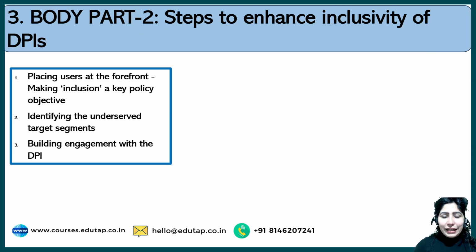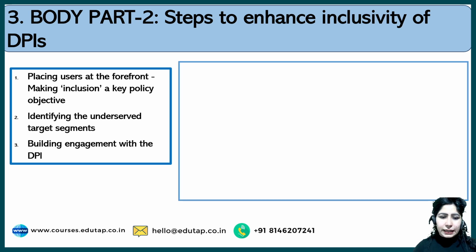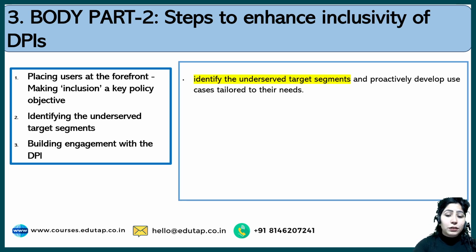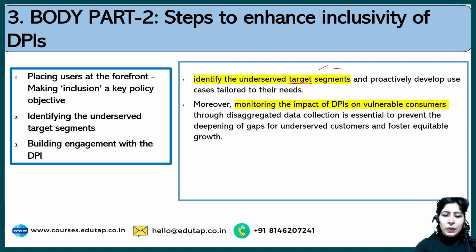Now secondly, you have to identify the underserved target segments and develop special solutions for them. For example, we are developing AgriStack, that is for farmers. Or you could develop, let's say, a separate app for people who are not economically well off, so you could give them solutions to develop their own independent businesses. So identifying the underserved target segments is the first step that is required. Moreover, monitoring the impact of DPIs on vulnerable consumers so that you can prevent harm in the long run.